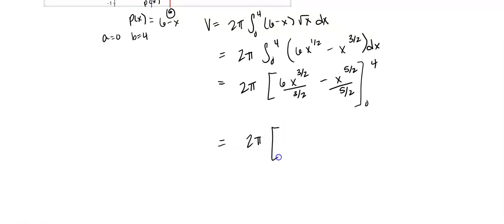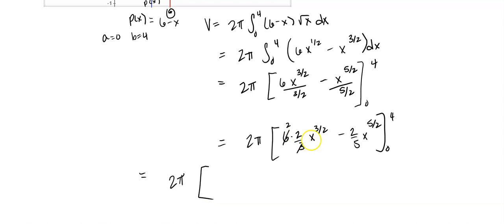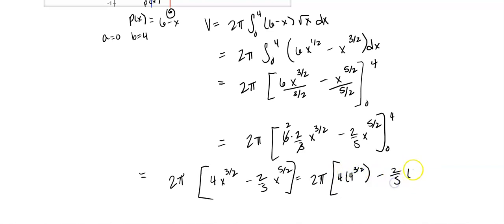So that will give me 6 times 2/3 x to the 3/2, and of course 3 will cancel, minus 2/5 x to the 5/2, all from 0 to 4. And I've got 4x to the 3/2 minus 2/5 x to the 5/2. So that gives me 4 times 4 to the 3/2 minus 2/5 times 4 to the 5/2 minus 0 minus 0.